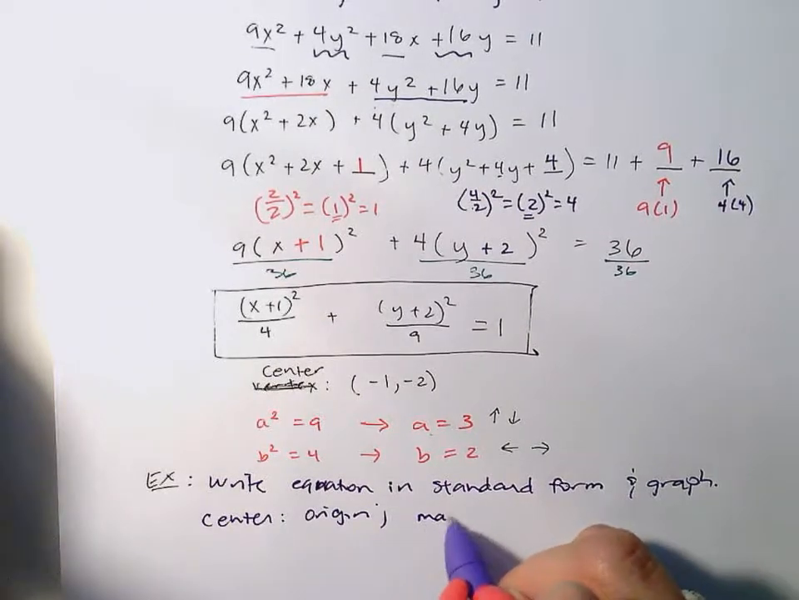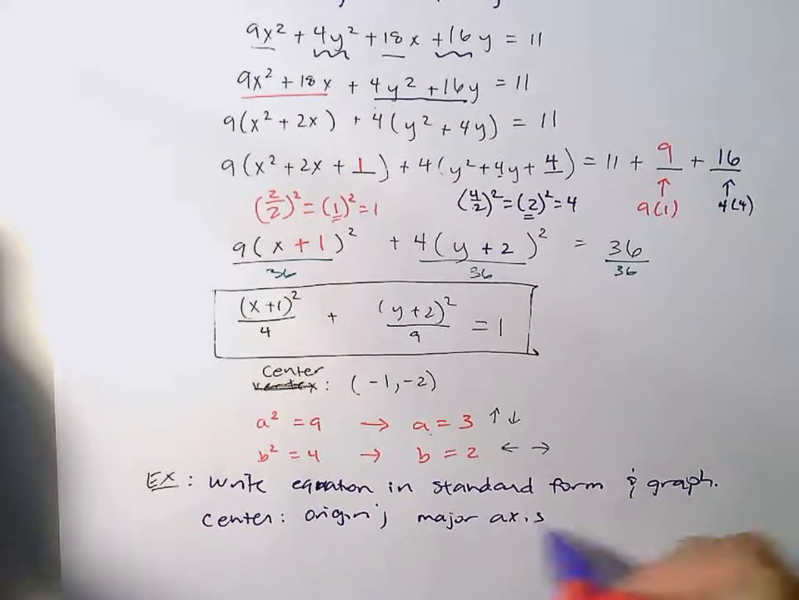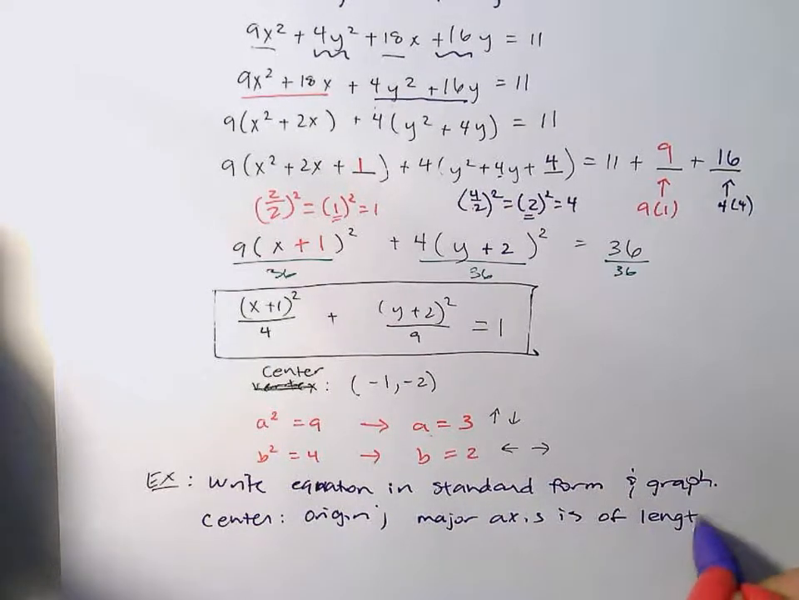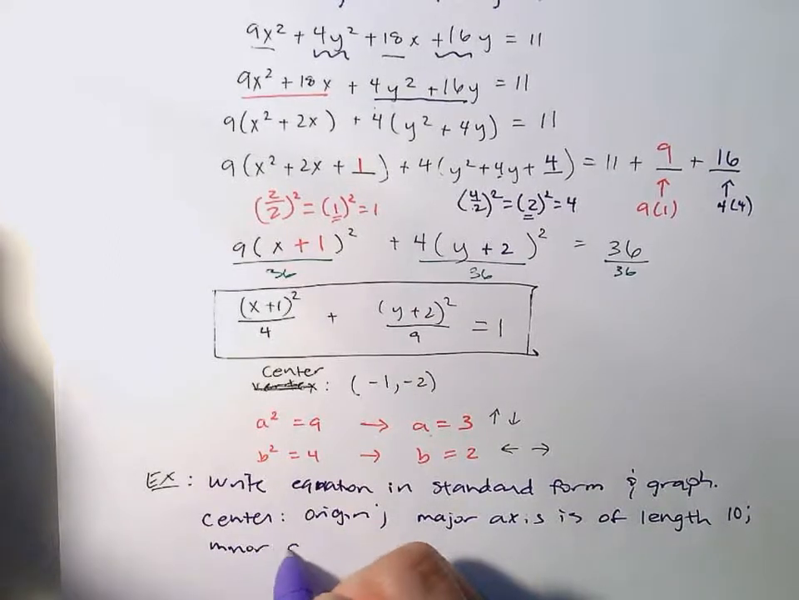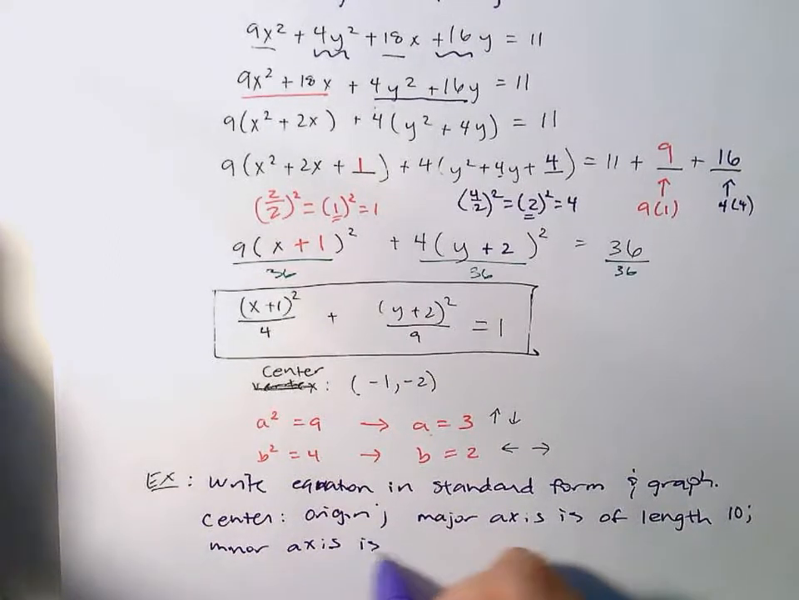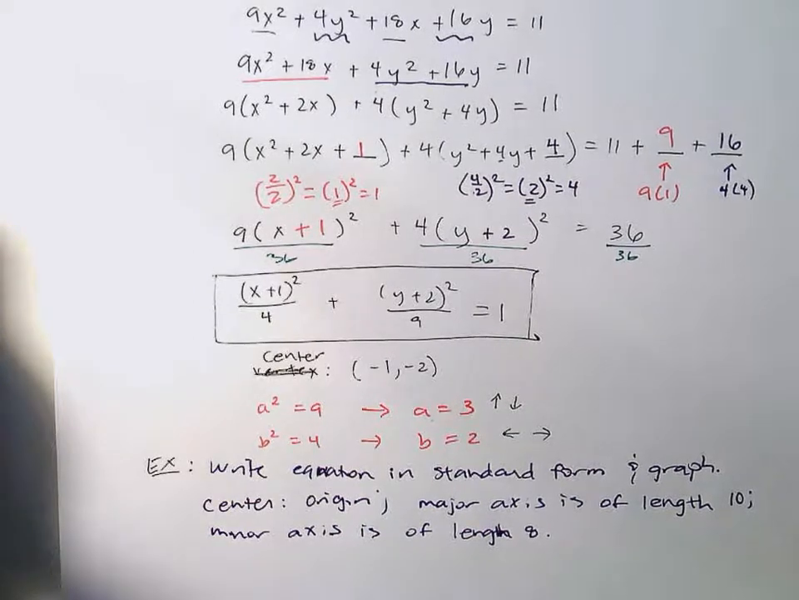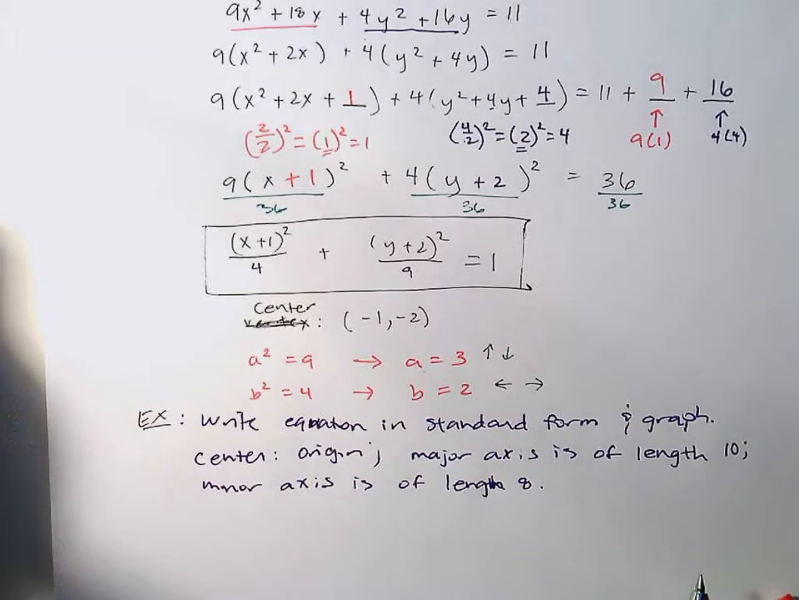The major axis is of length 10, and the minor axis is of length 8. So let's go ahead and start drawing a sketch, and then we can use this in order to come up with the equation. So the center is at the origin.